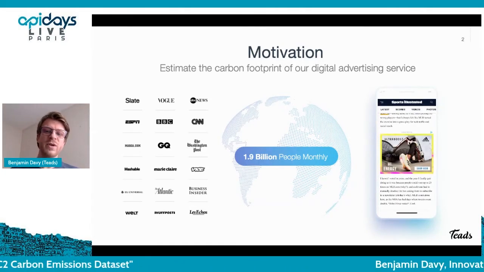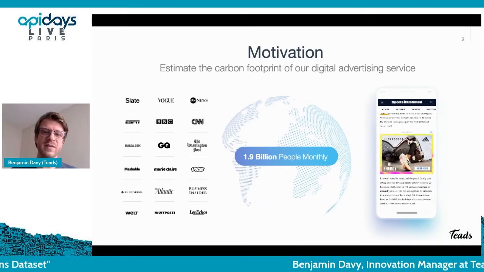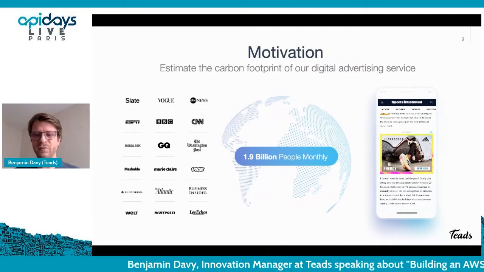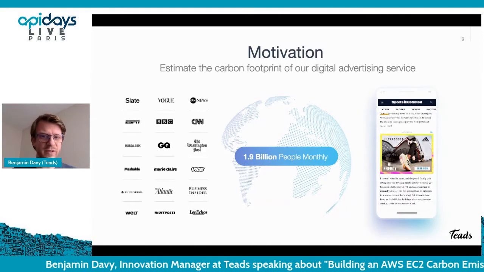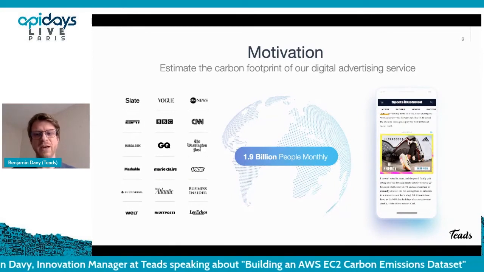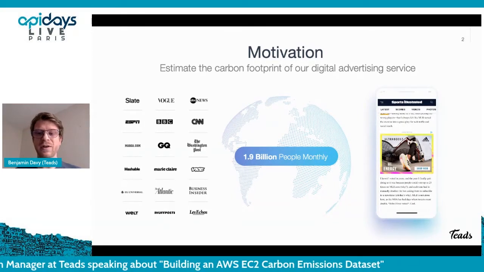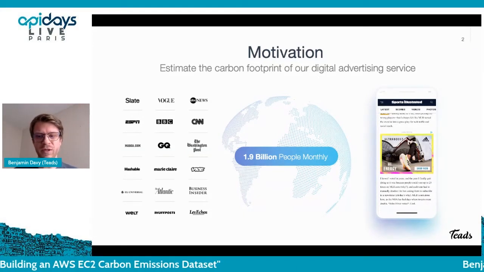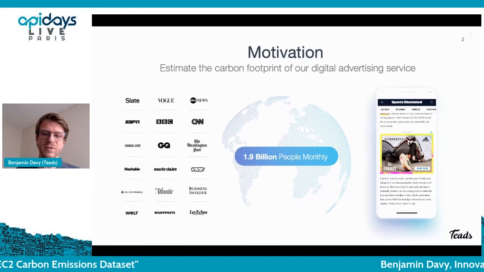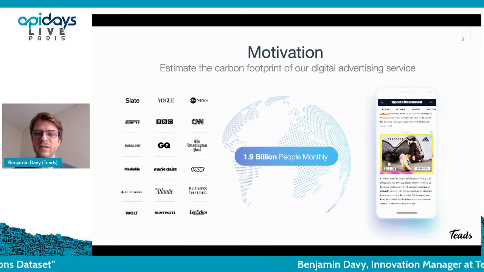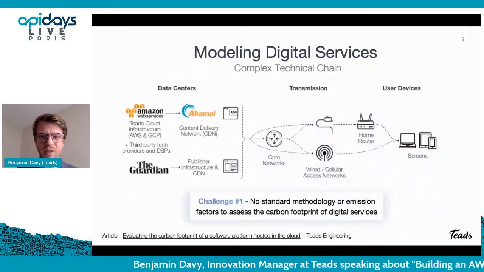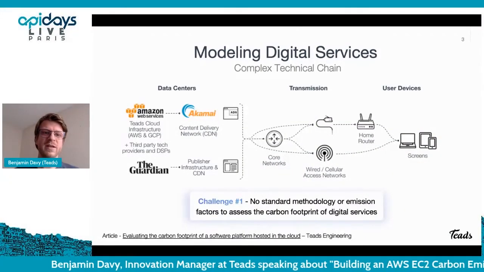So why did we build this dataset for EC2? Well, we wanted to know more about the carbon footprint of our service and discovered that there was a lack of resources on that topic. So we tried to see if there would be a way to estimate it using a bottom-up approach, starting with compute resources. So where can we start?